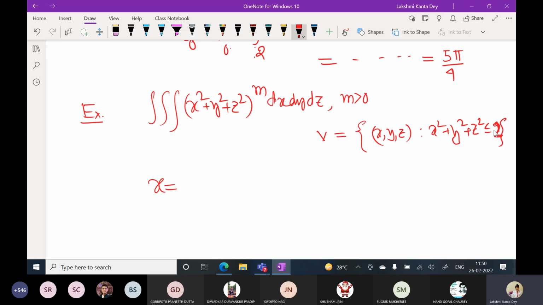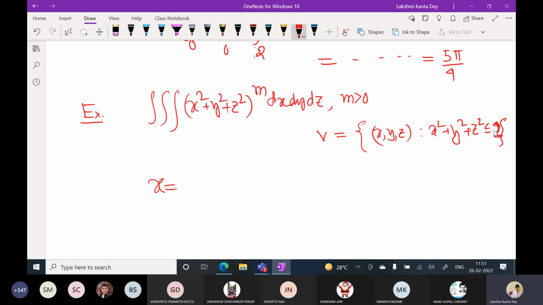Ultimately r² equal to 2. Rho will be 0 to root 2. Rho or r here, you can give rho because I follow rho. Yes, rho will be 0 to root 2.